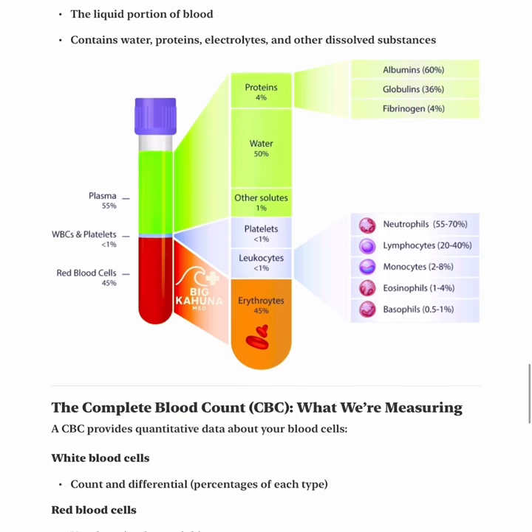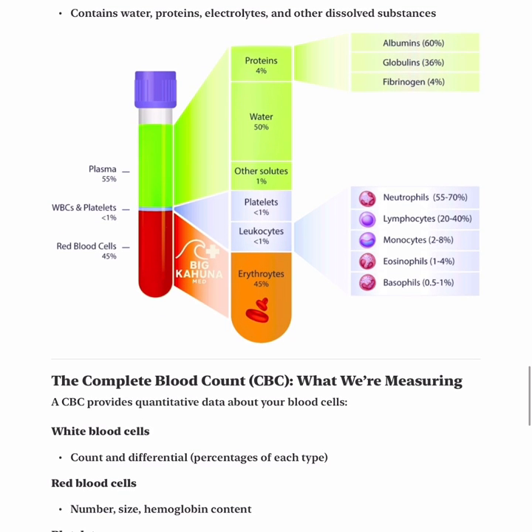Here we have a nice image showing each of the respective layers and how they break down. As you can see on the left, we have the major divisions: the plasma, white blood cells and platelets, as well as the red blood cells. When you partition out each layer and divide plasma, you'll see that proteins account for about 4%, and that 4% is further divided into 60% albumins, 36% globulins, and 4% fibrinogen. The rest of the plasma is about 50% water, and other solutes account for about 1%.